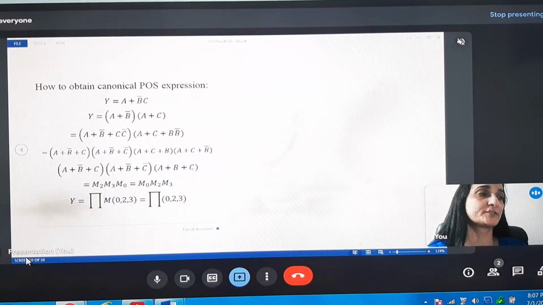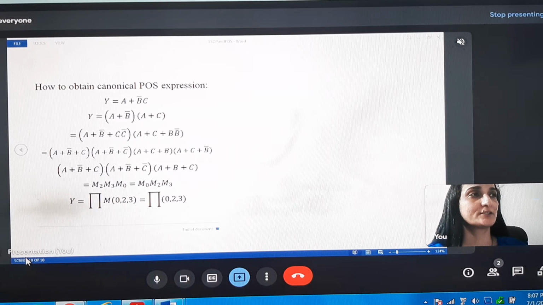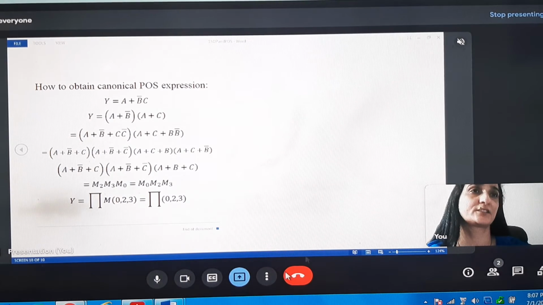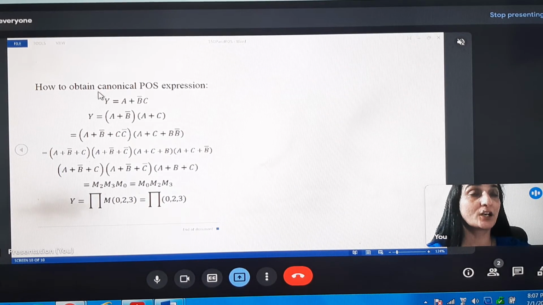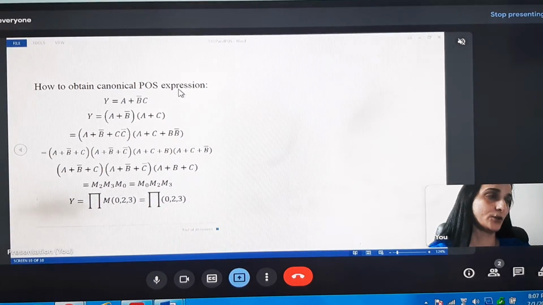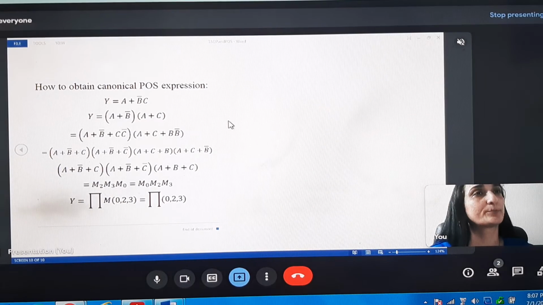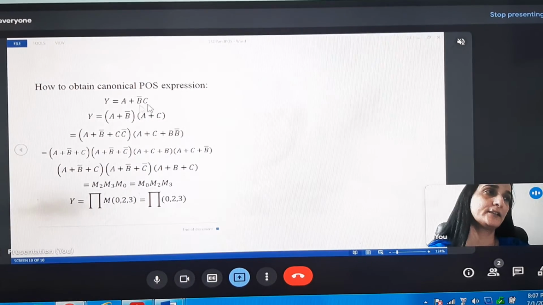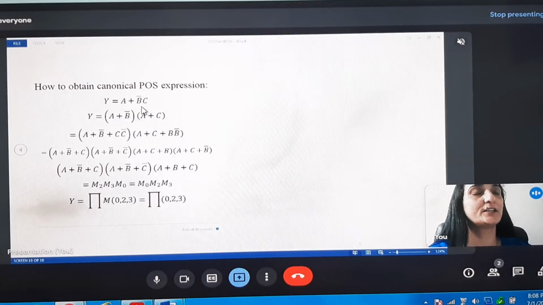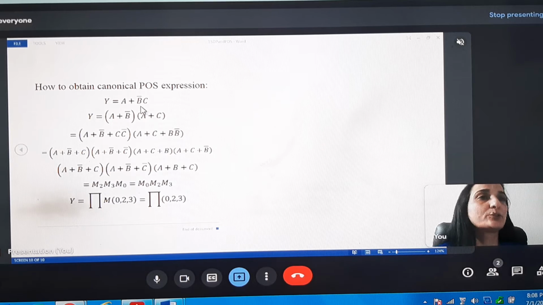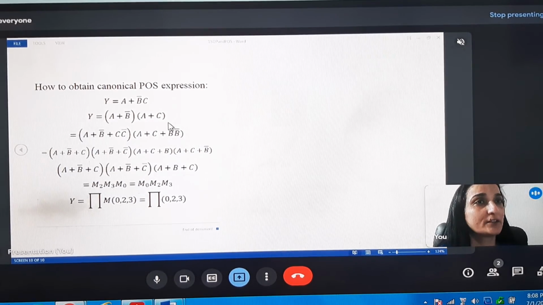Now, how to obtain canonical POS expression? Suppose we are given the expression Y is equal to A plus B bar C. First of all, you convert it into POS. Use the distributive property of OR gate. OR is distributive over AND: A plus BC is equal to A plus B into A plus C. So here, substitute B bar for B, so we can write A plus B bar into A plus C.